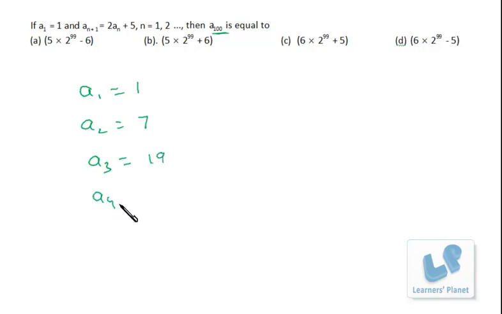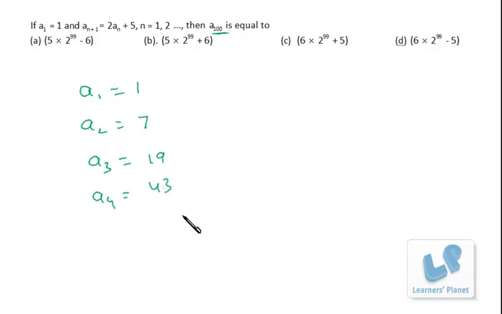Okay, similarly we can find out a4, though it is not required, we can even find out the sequence from this data only, but then also for the better clarity of concept and to get assured of the answer, we just find out. Now a4 is what? 2 times a3, that is 38, plus 5, that is 43. Okay.